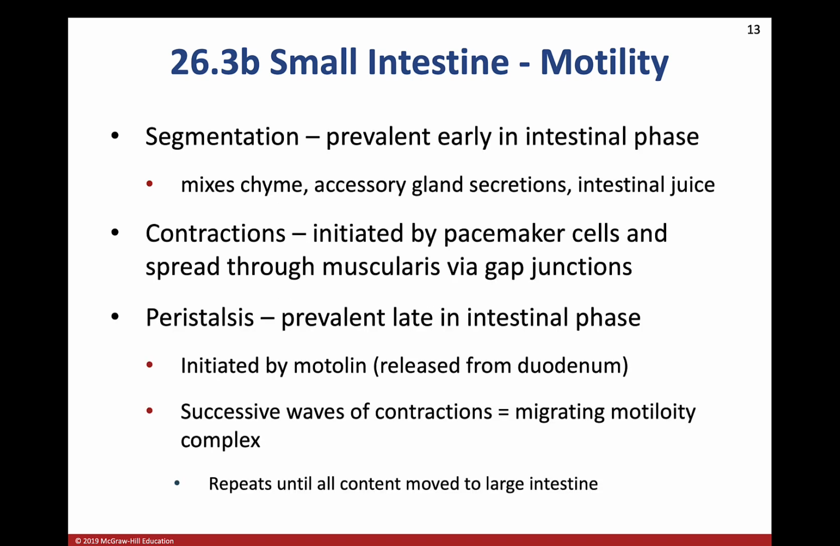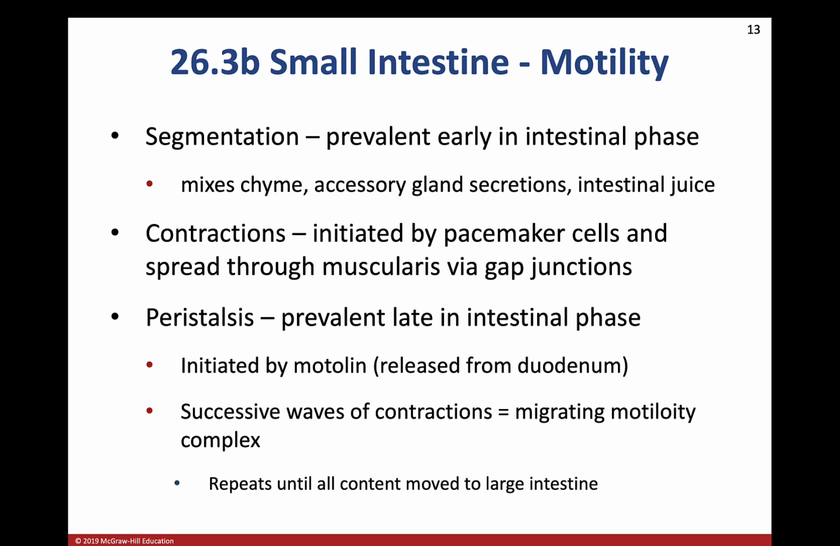Now, segmentation, this happens early in the intestinal phase, and this is mixing the chyme with the secretions coming from the accessory glands and also juices and secretions that are produced by the intestines itself. These contractions are very organized and coordinated, so once again, they will be initiated by pacemaker cells, and they're going to spread through the muscularis via gap junctions.